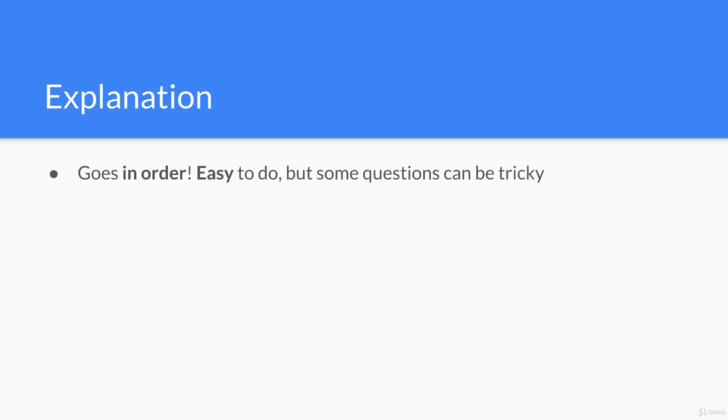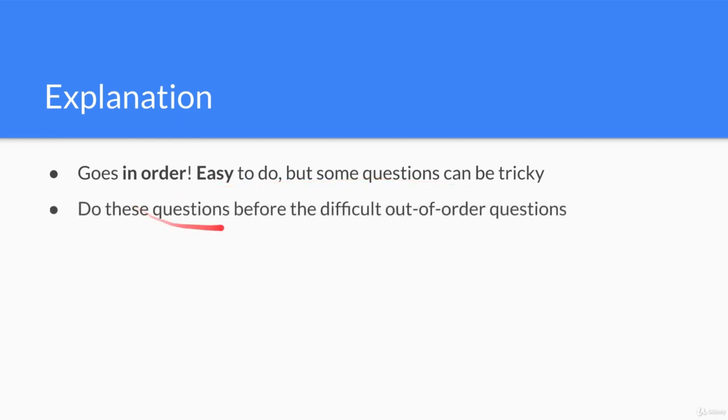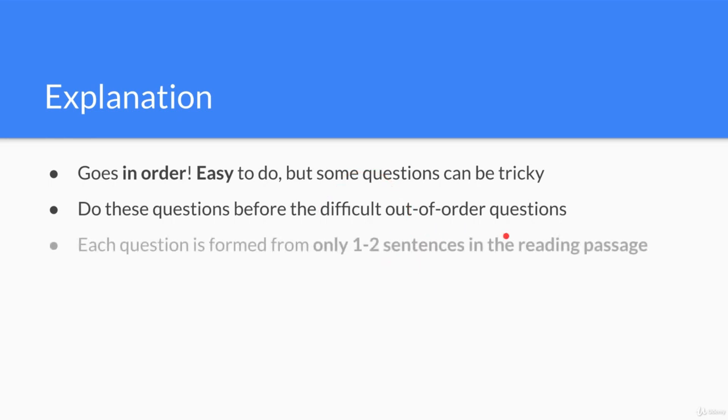Here's a brief explanation of this question type. So it always goes in order. They are pretty easy to do, most of them are, but some questions can be tricky. And I'm going to show you some examples of how certain yes, no, not given questions can be tricky. Do these questions before the difficult ones, meaning the out of order questions.